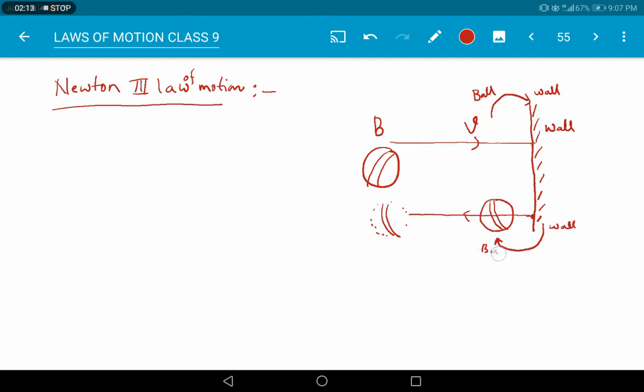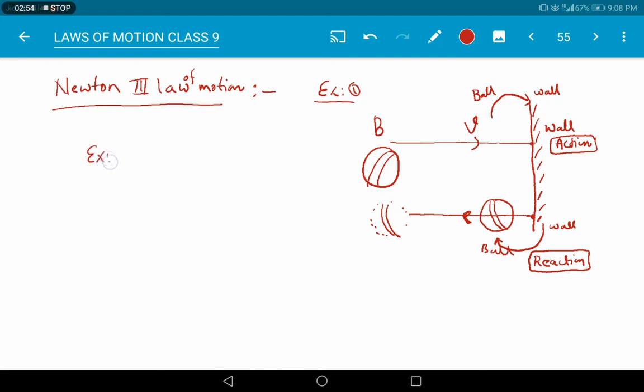So here what is action in this case? The force exerted by the ball on the wall is action. In the same way, the force exerted by the wall on the ball is reaction. If you observe this action and reaction, the magnitudes of the forces are equal, that means action equals reaction, but the directions of action and reaction are opposite to each other. So this is example 1.